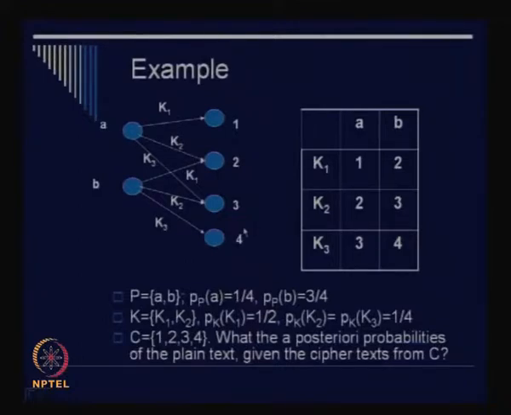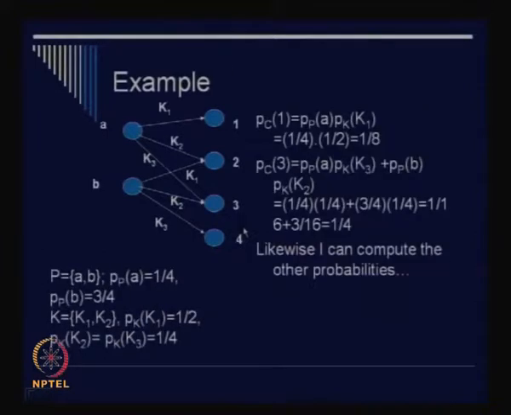Is this clear? So I will keep this figure and I will try to compute the value of the a posteriori probability as follows. First of all, let us try to understand what is the probability that 1 occurs at the ciphertext. So what is that probability? You see that 1 could have occurred only from A in this mapping, right.